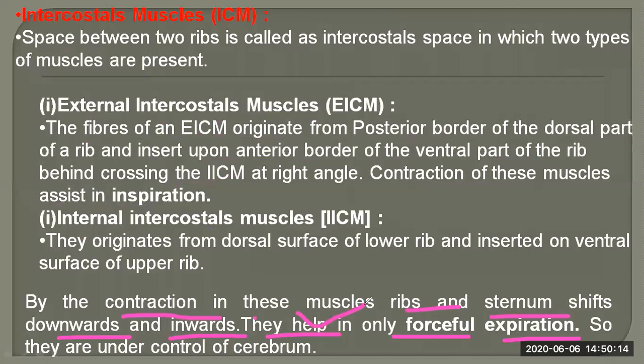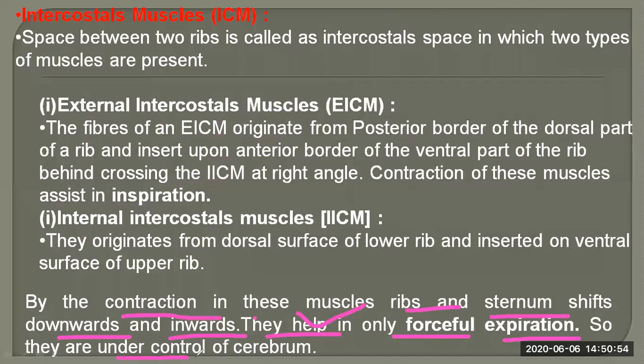So this is very important. Don't get confused. Some students get confused. So external intercostal muscles are involved in inspiration and internal intercostal muscles are involved in expiration. So this is not the fact. The fact is that internal intercostal muscles are involved only in forceful expiration, not normal expiration. Normal expiration means abdominal expiration, that is also called abdominal respiration.